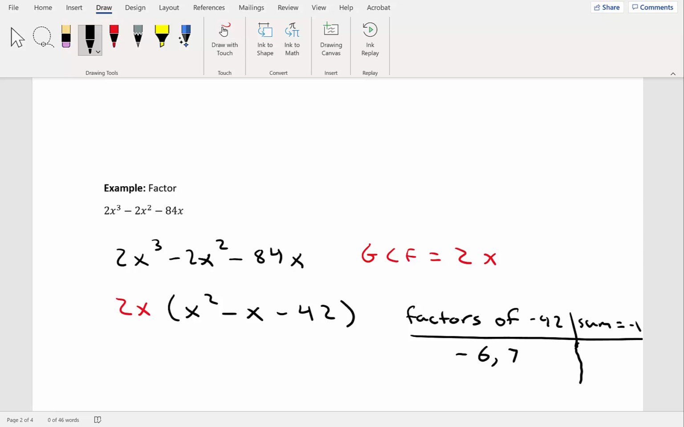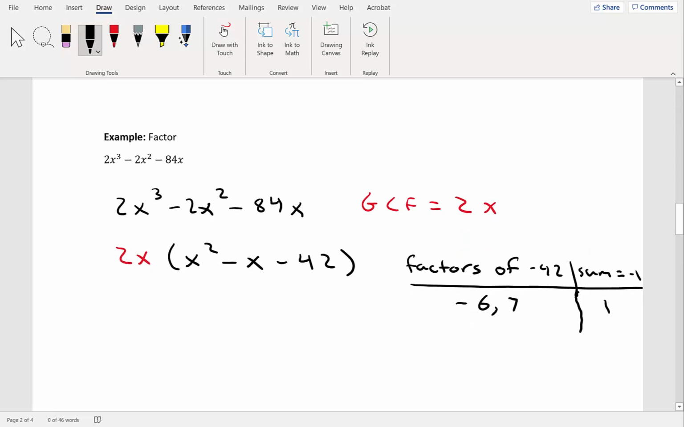First, in order for you to multiply two numbers and get a negative result, one of them has to be positive and one of them has to be negative. So I can try out negative 6 and positive 7. But now if I add those together, it gives me positive 1. Well, let's just try to switch that around. Let's say positive 6 and negative 7. When I multiply those together, that gives me negative 42. And now when I add them together, it gives me negative 1.